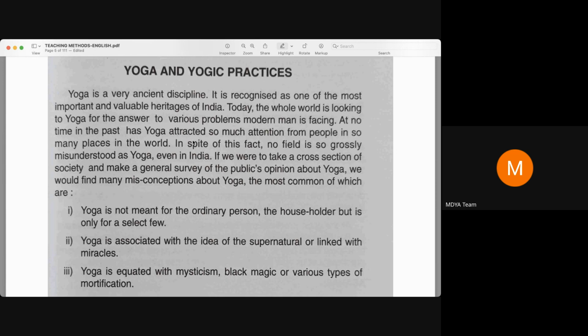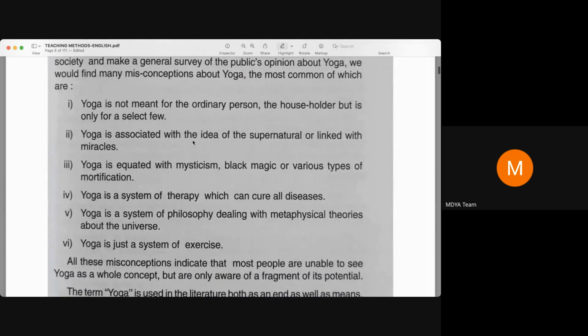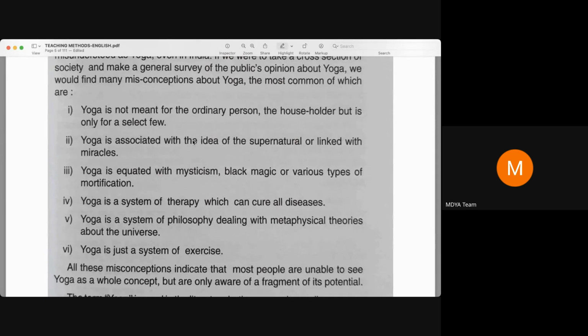At the same time, what is the contradiction? It is also misunderstood, even in India, despite the fact that you should know and you should practice. There are many misunderstandings or misconceptions about yoga. So if we were to take a cross section of society and make a general survey of the public's opinion about yoga, we would find that many misconceptions exist, and a few are most common. You may have learned them previously also, but we'll repeat them one more time.